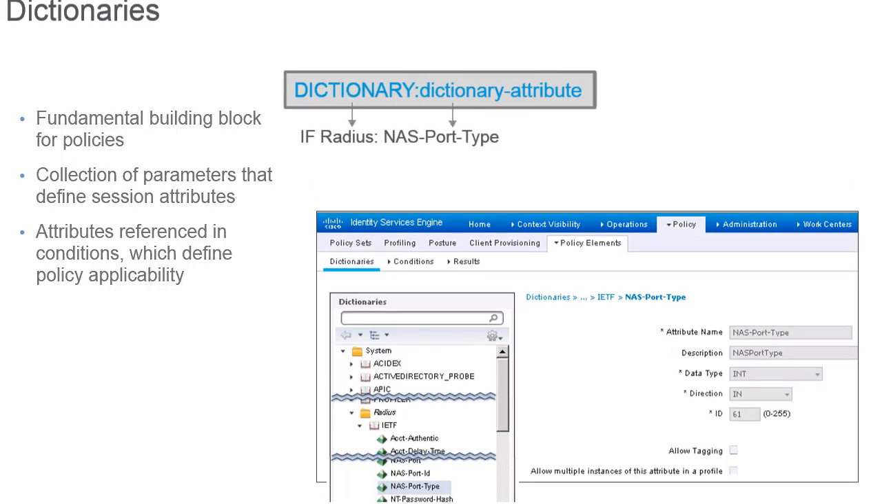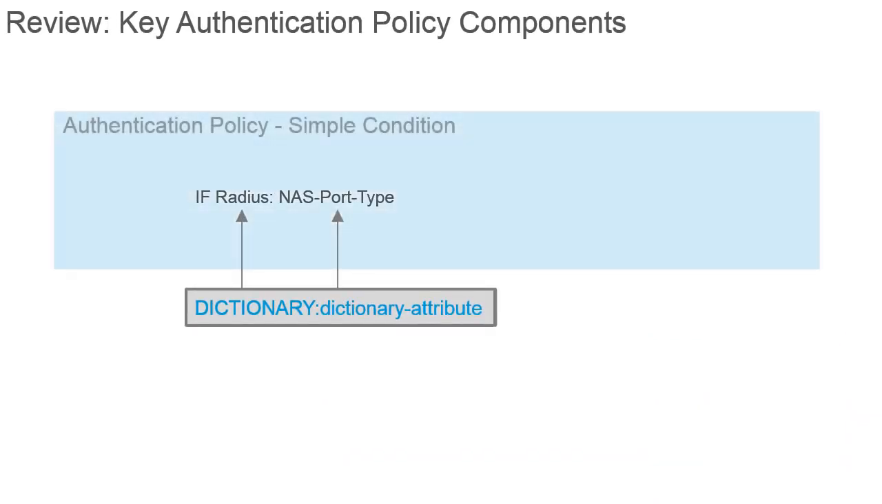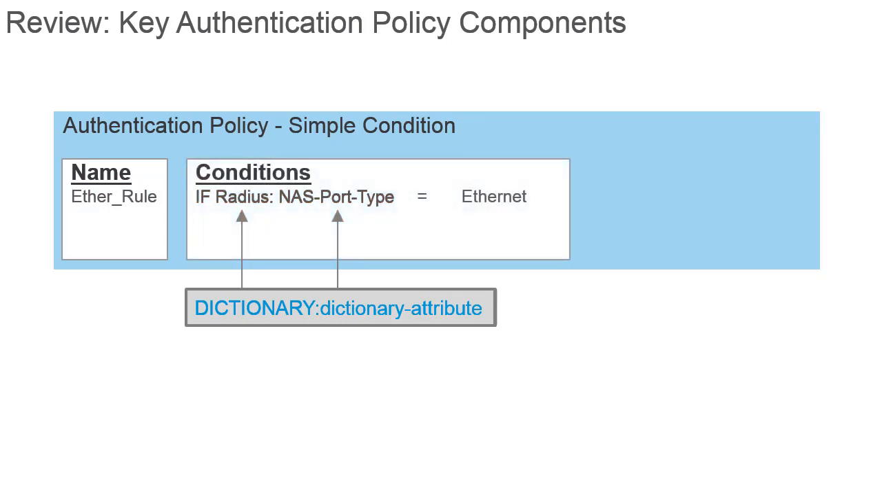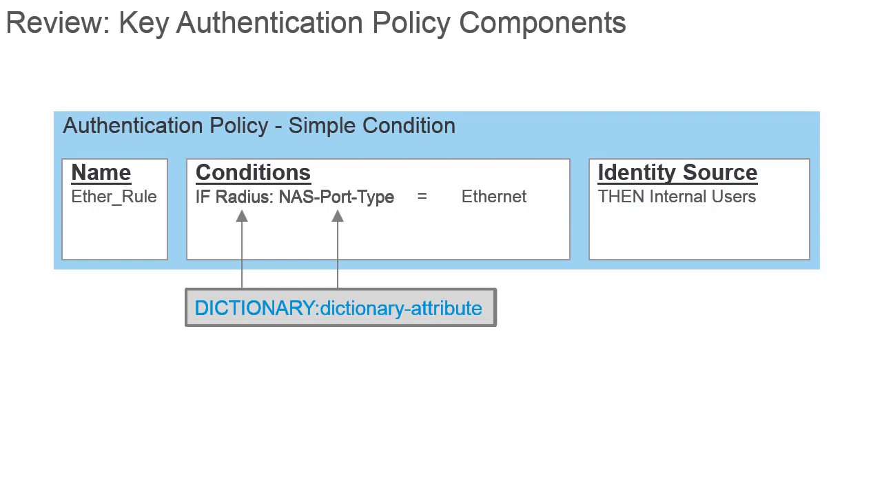So, that's the key components of an authentication policy: the policy rules themselves, the dictionary attributes used to build conditions, and the resultant identity source or source sequences.